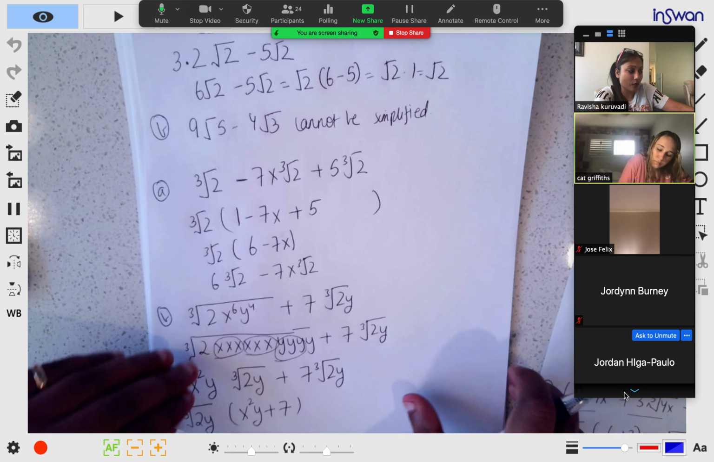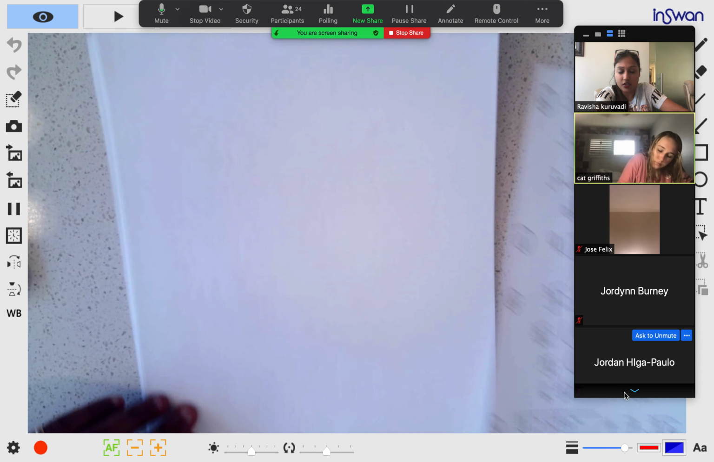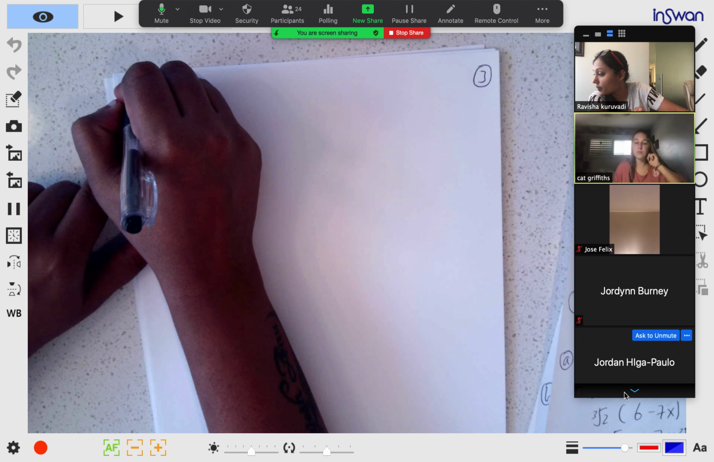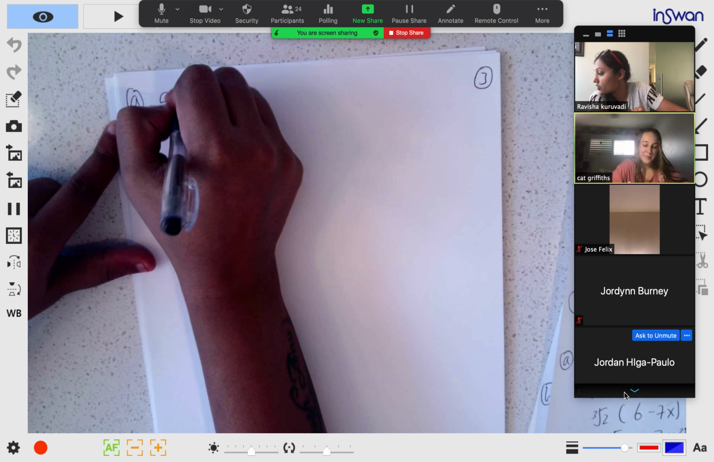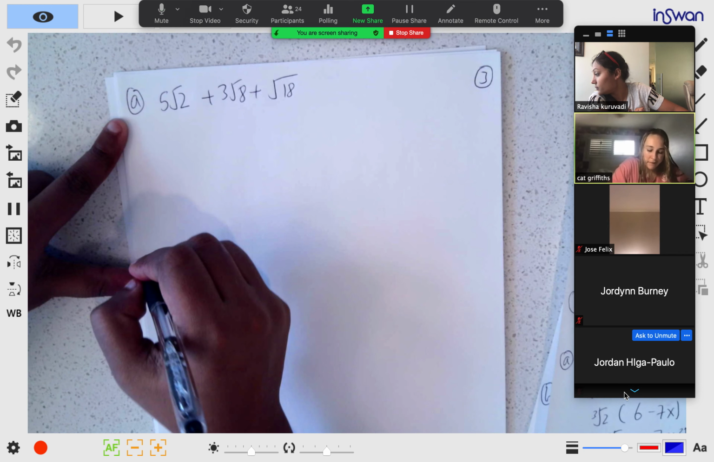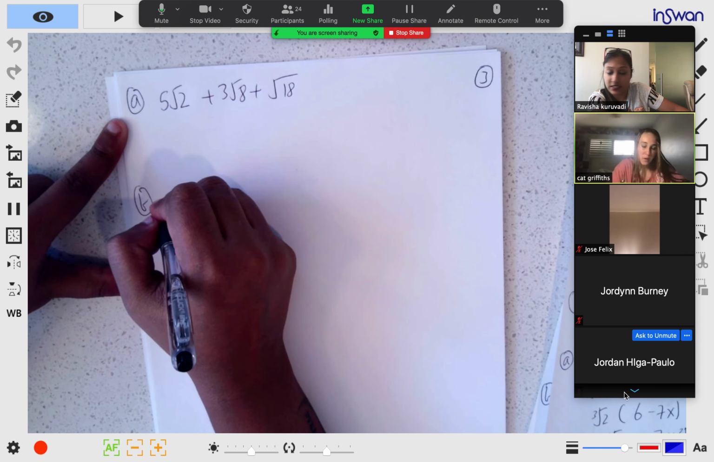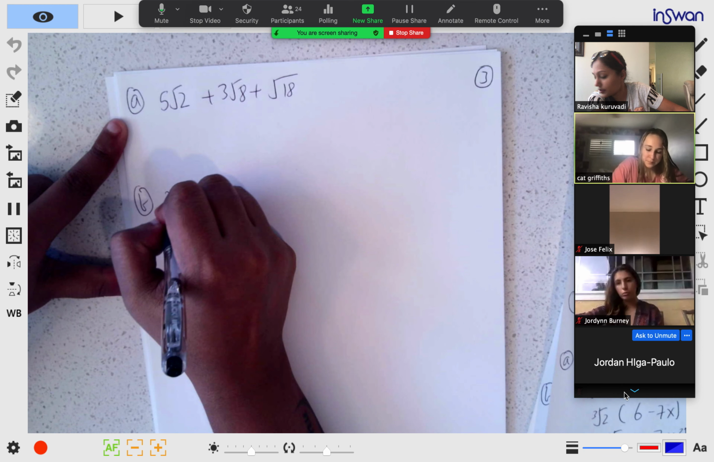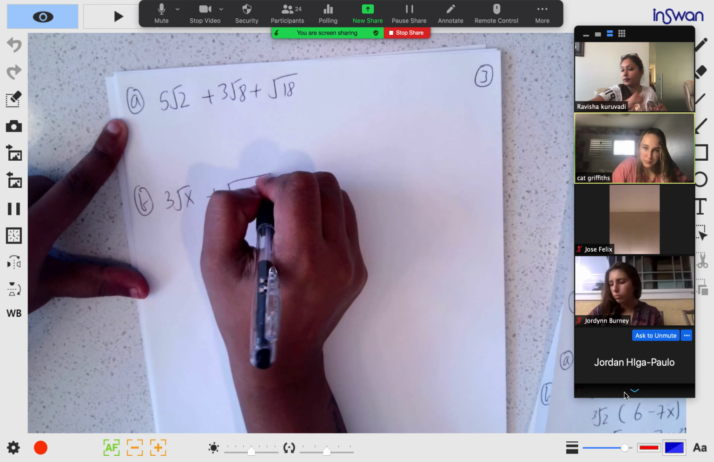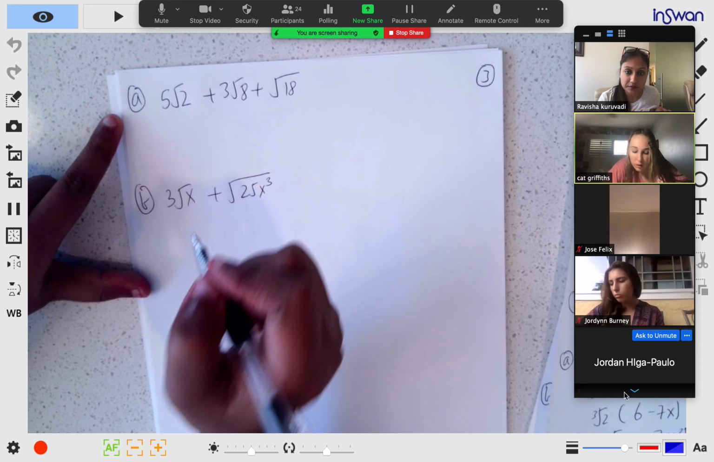Once you got this, I want everyone to try these problems. You're gonna try 5 square root of 2 plus 3 square root of 8 plus square root of 18. And next thing you're gonna try is 3 square root of x plus square root of 25x cubed. Try these two problems.